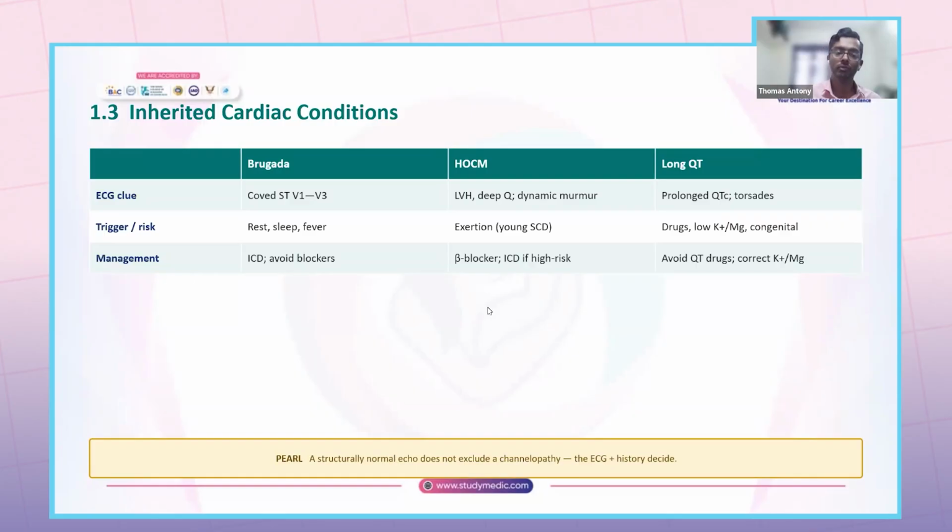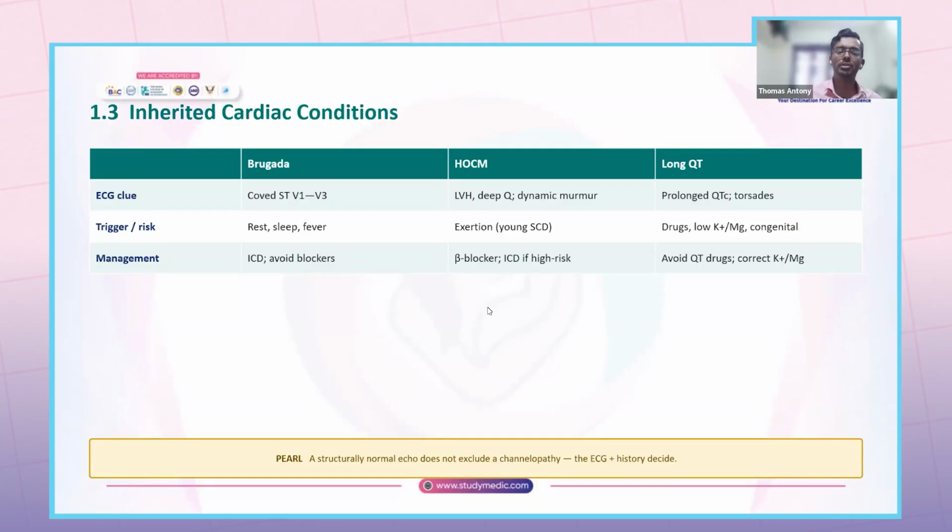So what is the trigger for Brugada syndrome? Like I said before, even at rest, it can happen, even during sleeping or if the patient is having fever. Other things are mostly exertional. In case of long QT syndrome, drugs could precipitate. Low magnesium or potassium, and congenital problems also can be there.